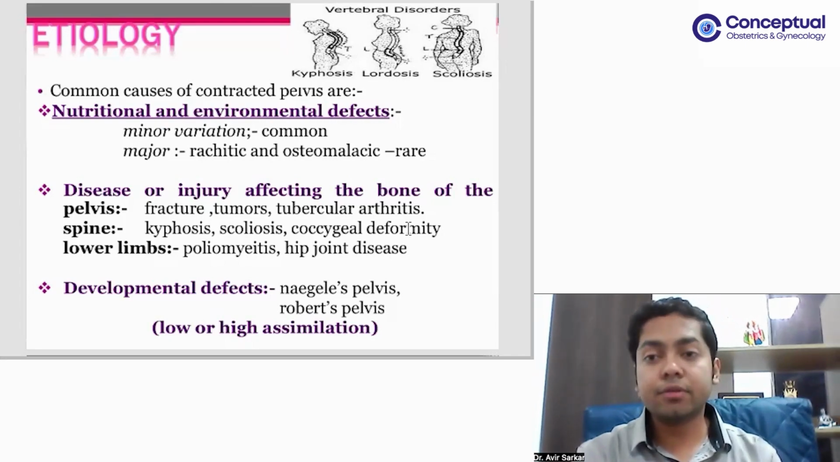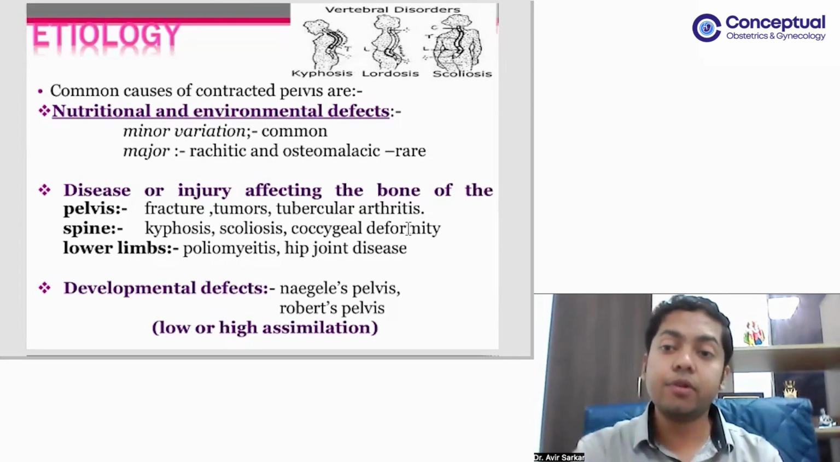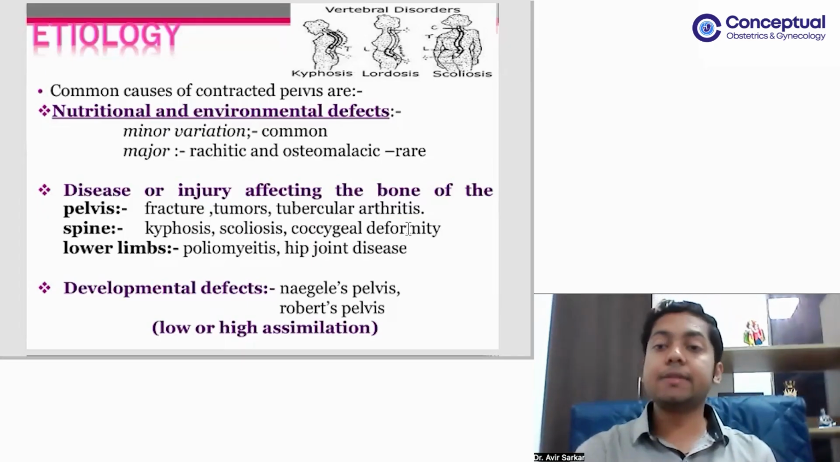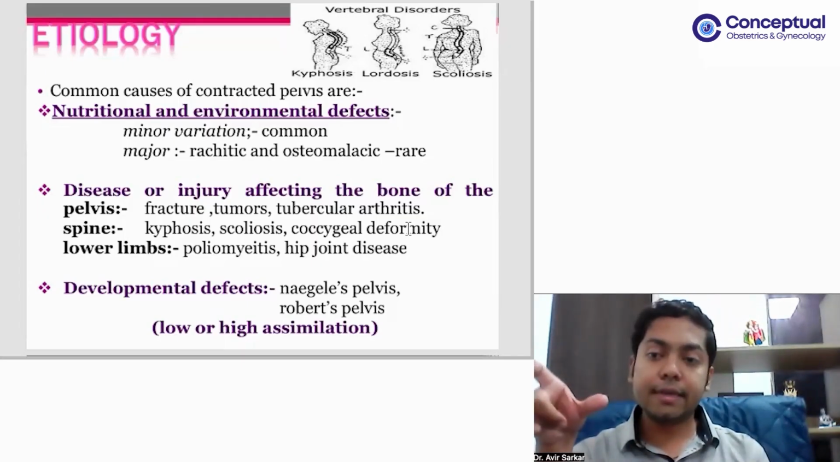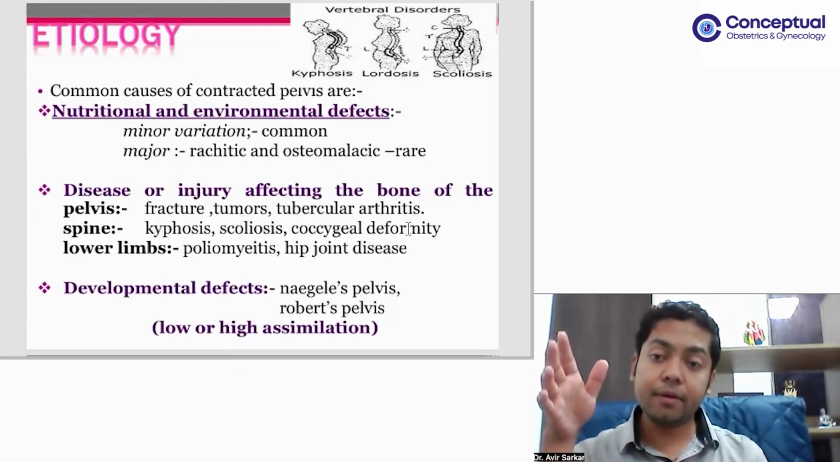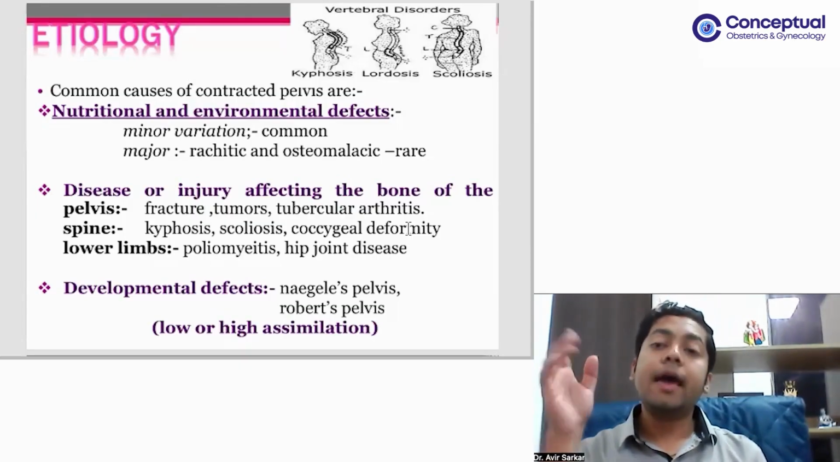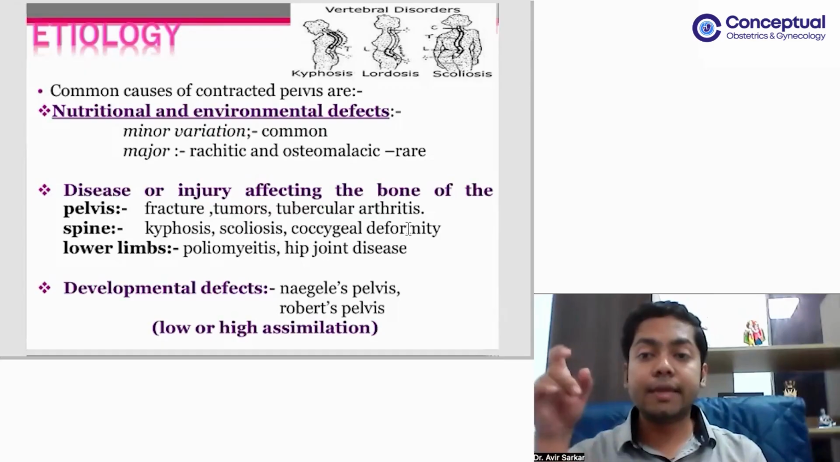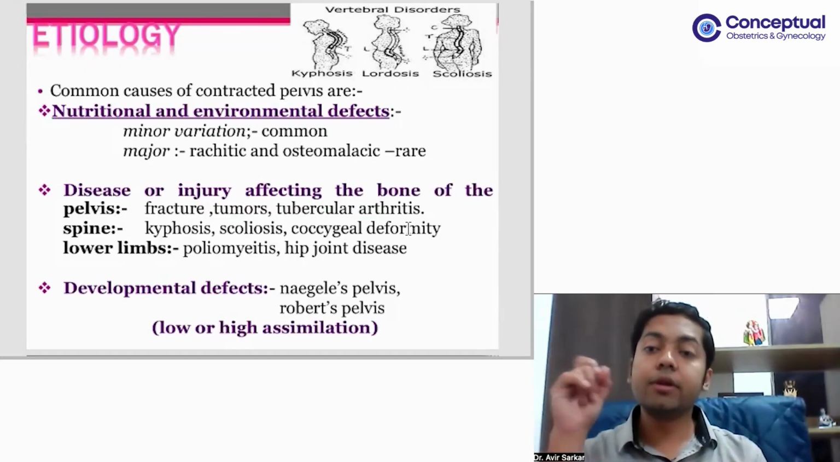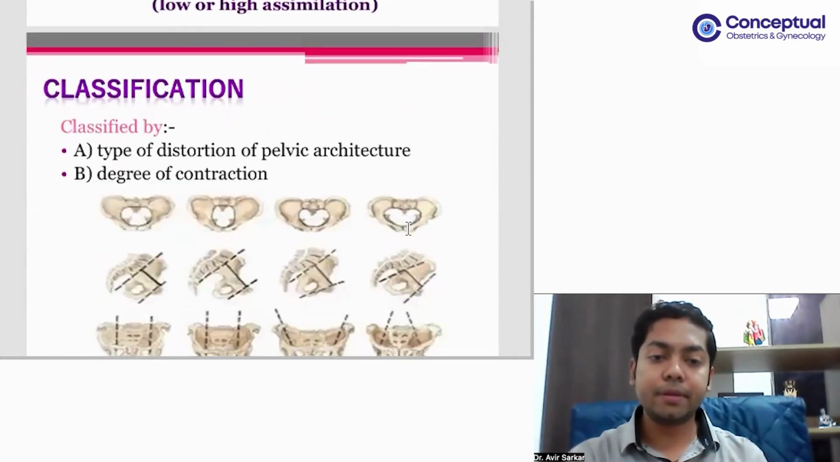Developmental defects can also be there. Naegele's and Robert's pelvis are very much examples. What is Naegele's pelvis? Naegele's pelvis is when one of the ala of the sacrum, that is on one side, will be absent. So this is a developmental problem. And if the ala of the sacrum on both sides are absent, then it is called a Robert's pelvis. Okay, both the sides ala of the sacrum are absent.